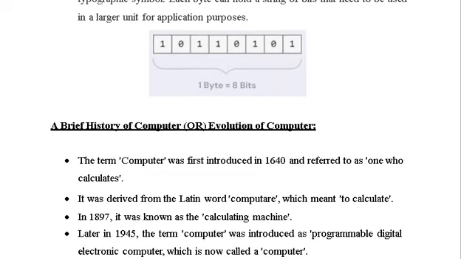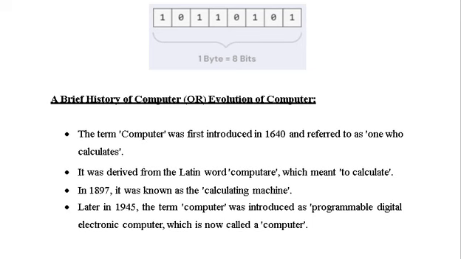Next one is the history of computer. The term computer was first introduced in 1640 and referred to one who calculates. It was derived from the Latin word computere, which means to calculate. In 1897, it was known as a calculating machine. Later, in 1945, the term computer was introduced as programmable digital electronic computer, which is now called a computer.